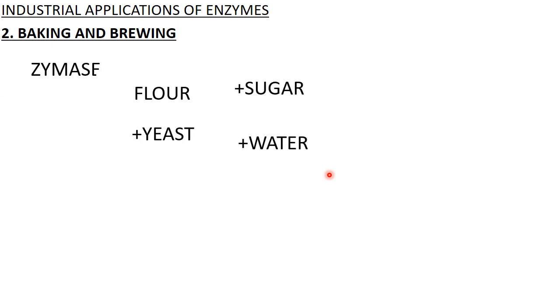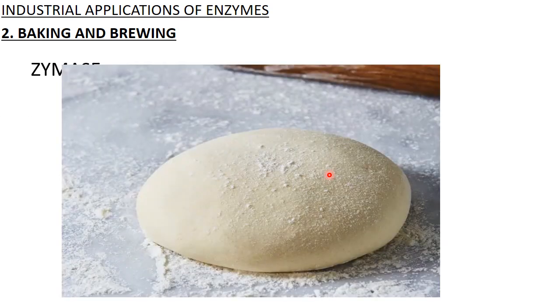The next application of enzymes is in baking and brewing. Both of these processes use an enzyme called zymase. So how does zymase help in baking and brewing? We're going to start with baking, and for those who have baked before, you're going to find this part interesting. When baking, we mix flour, yeast, sugar, and water. Once we do this, we are going to have a dough. A dough is something like this. This is what the mixture will look like.